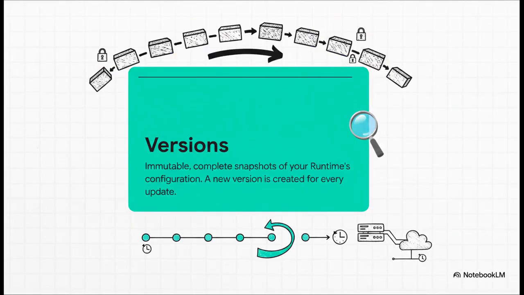Next, we've got versions, and this introduces a really powerful concept: immutability. Every single time you update your runtime, say you push a new container image, AgentCore creates a brand new, unchangeable snapshot of that configuration. This is amazing because it gives you a perfect, reliable history of your deployments and makes rolling back to a previous state super simple.